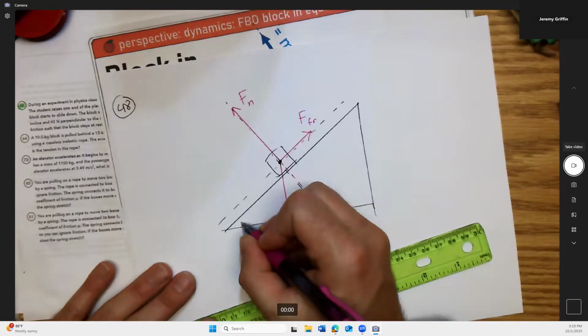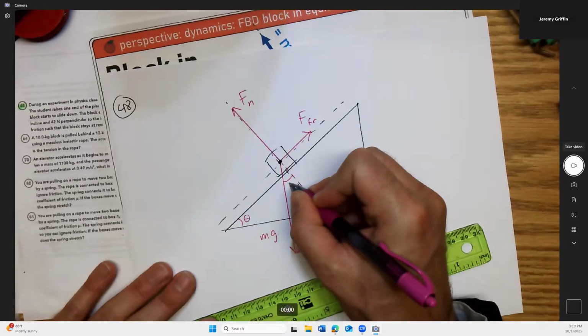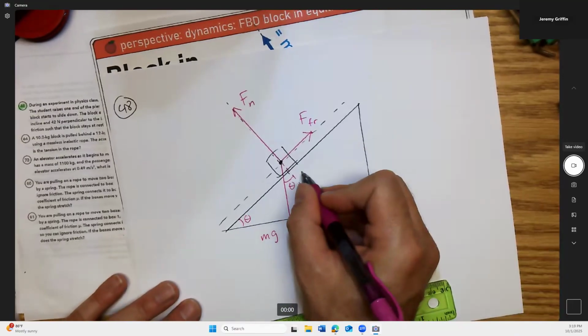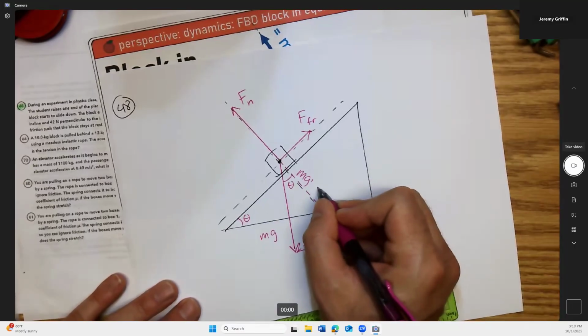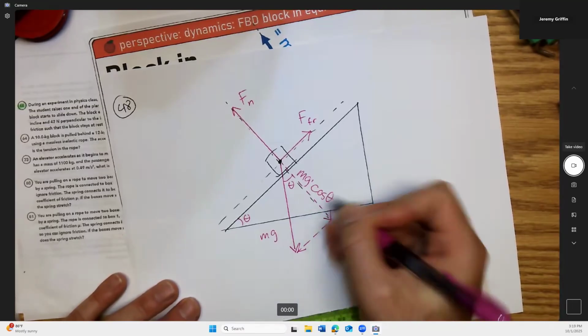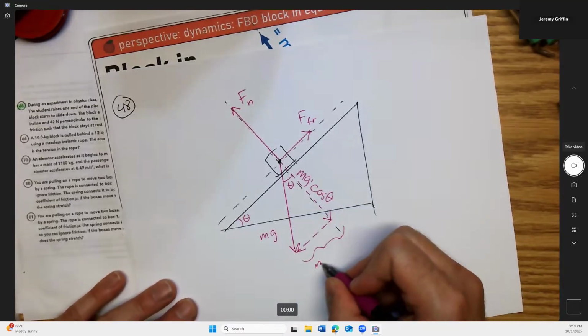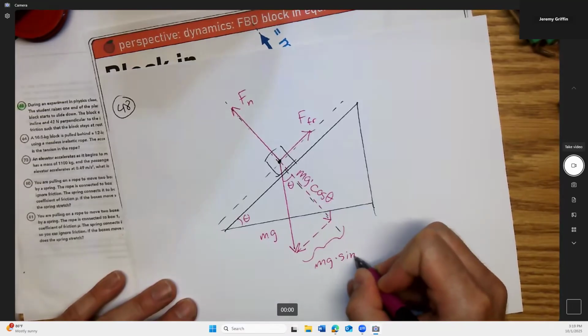Okay. And whatever this angle theta is, this angle is the same theta. So this would be your mg, what, sine or cosine over here? Cosine, because it's adjacent to the theta. And this one is your sine. Yeah, mg sine theta. Okay.